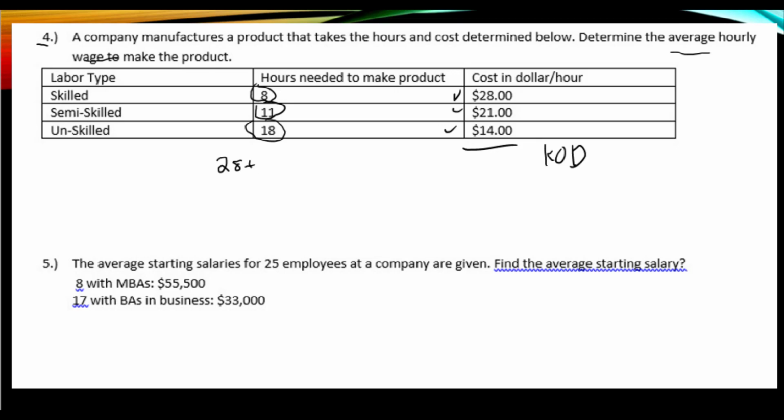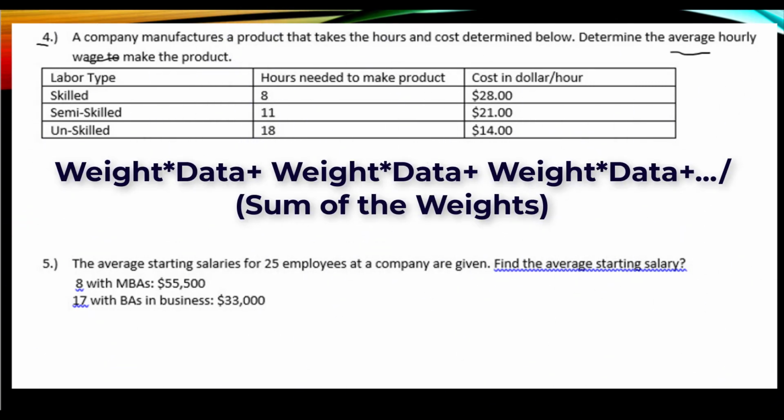Because it's the weight times the data plus the weight times the data plus the weight times the data, divided by the sum of the weights. So these are the weights. If you get confused, I'll show you how you can check.